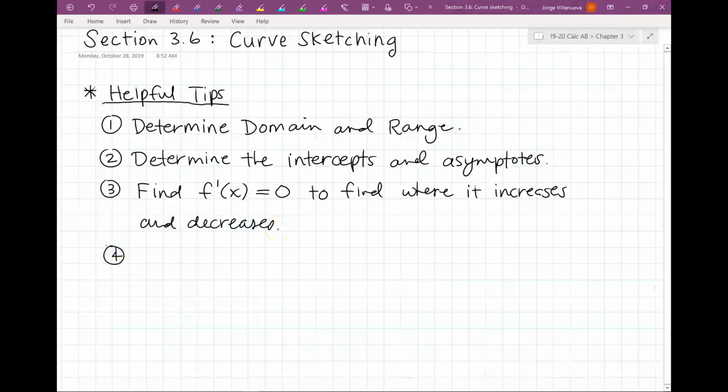And then number four, find f double prime of x equal to 0 to find concavity. Five, sketch.